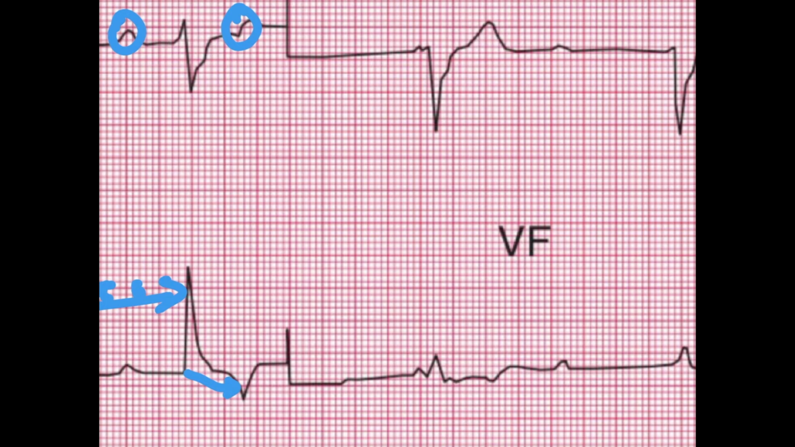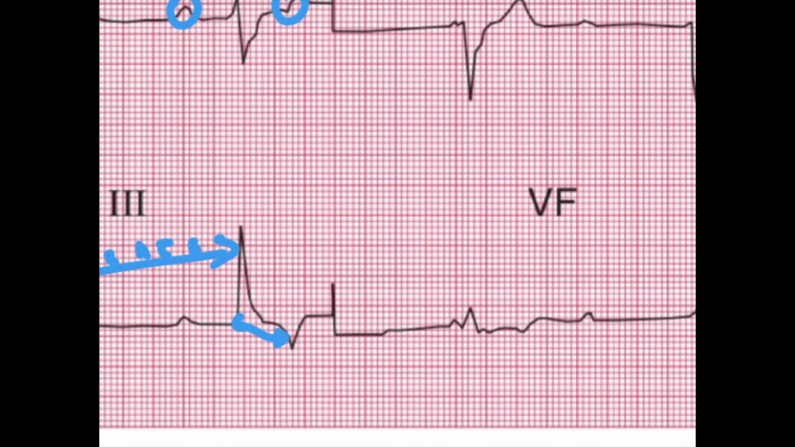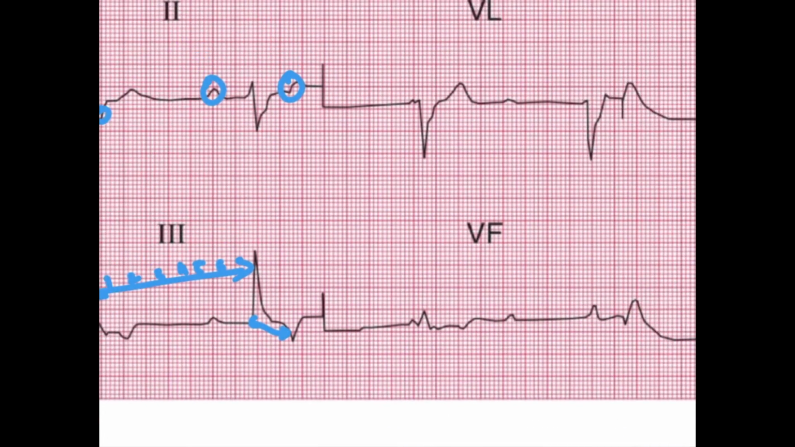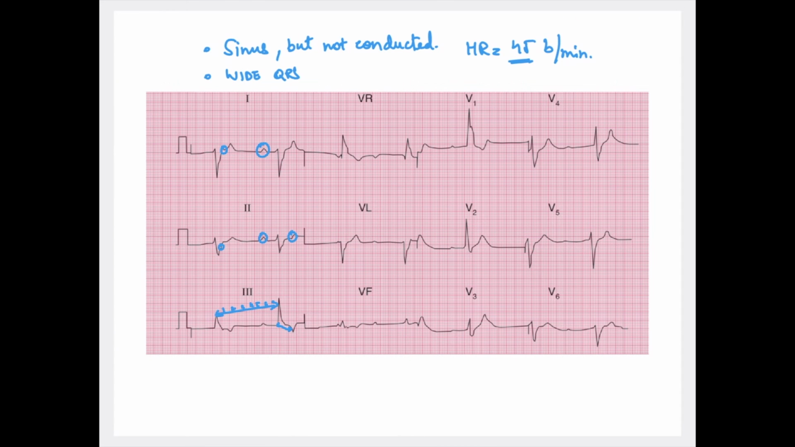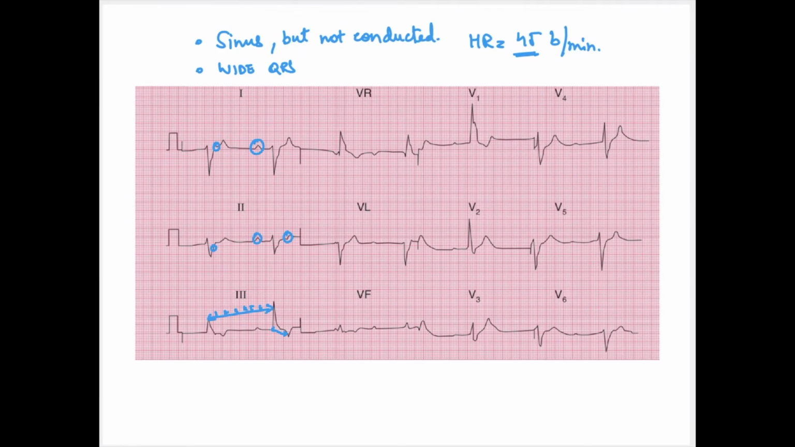And then what we find is a wide QRS complex in this patient. This patient has a wide QRS. Normally the QRS complex should be between 80 to 100 milliseconds, which means 2 to 3 small boxes, right? So this patient, I think, has roughly 4 to 5 small boxes, which means 160 milliseconds.